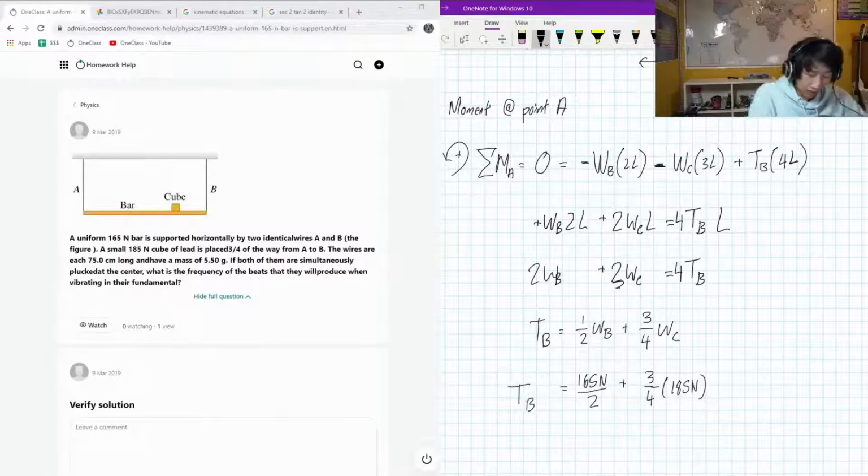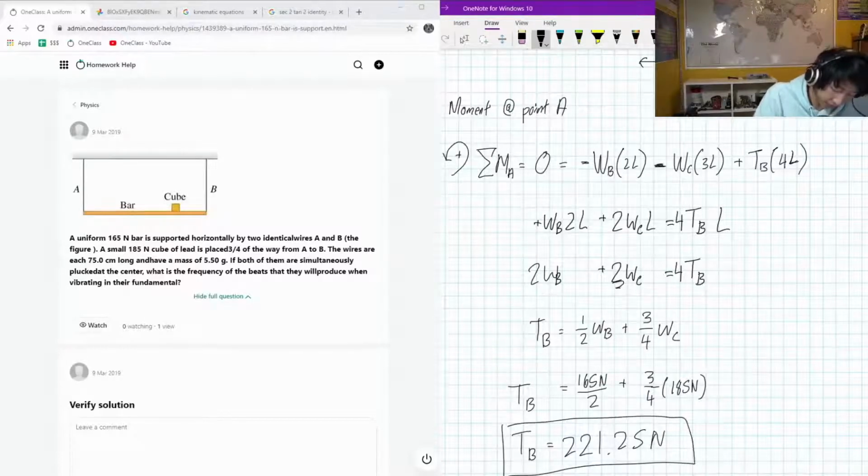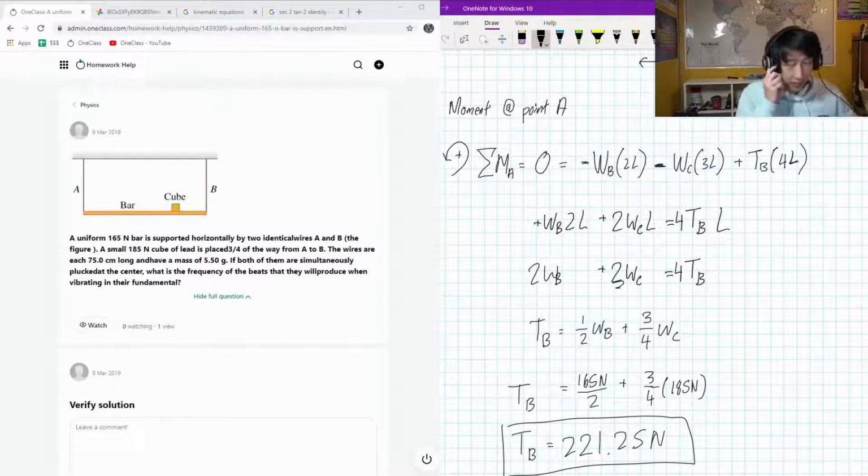Okay, so let's do this calculation real fast. Times 165 over 2 plus 0.75, the same as 3/4, times 185. Cool. So in this case, our tension in chord B is going to be equal to 221.25 newtons. That's our tension in B.